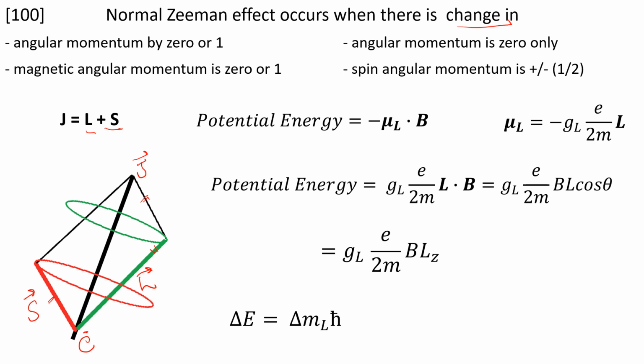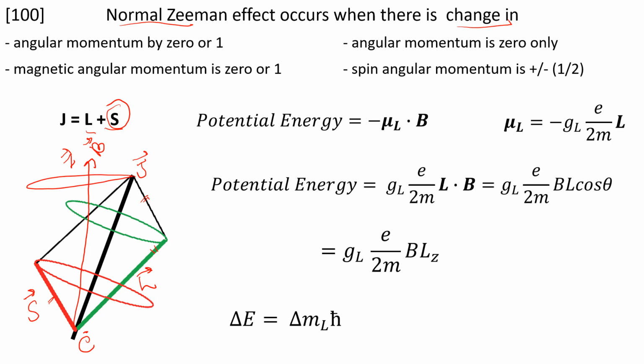Now if I apply a magnetic field along the Z direction, let us assume this is the Z direction, and I am applying the magnetic field along this Z direction, then this J will be precessing over this magnetic field. Now for the normal Zeeman effect, the spin angular momentum is 0. So the total angular momentum J is nothing but the orbital angular momentum L.